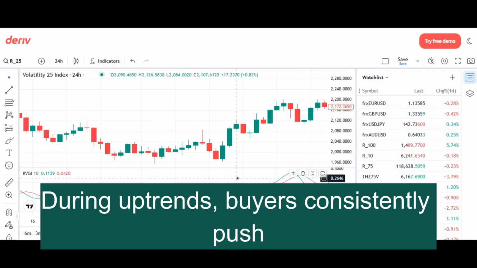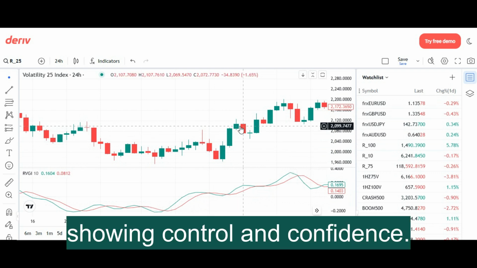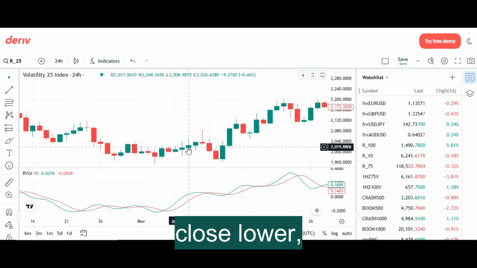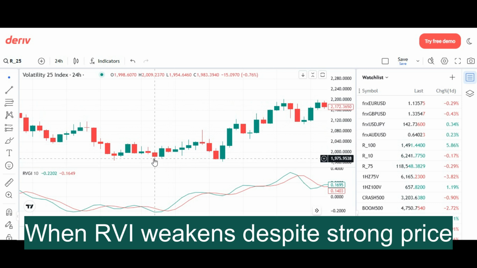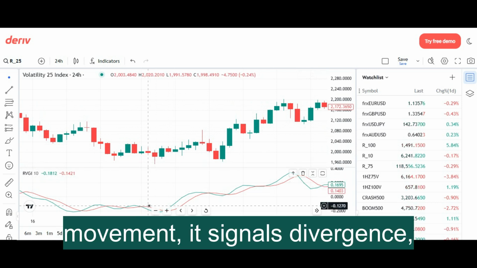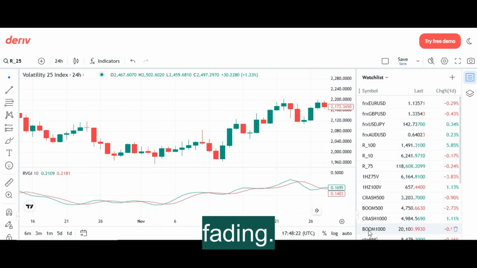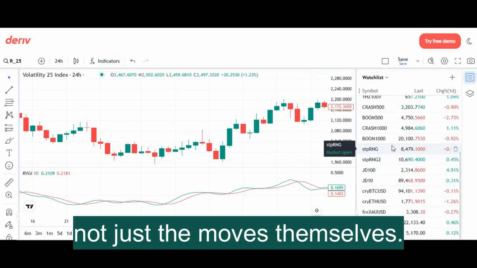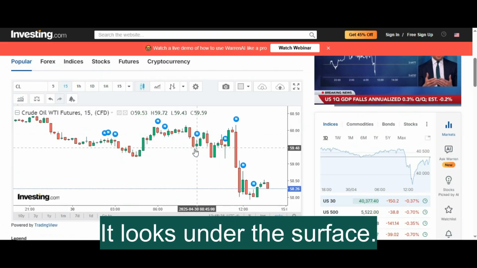During uptrends, buyers consistently push closing prices above opens, showing control and confidence. During downtrends, sellers consistently close lower, showing dominance. When RVI weakens despite strong price movement, it signals divergence, a warning that traders' conviction is fading. In simple words, RVI measures the energy behind price moves, not just the moves themselves. That's why it's so powerful. It looks under the surface.